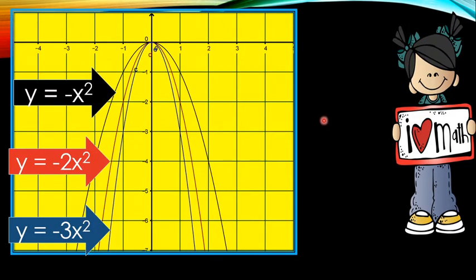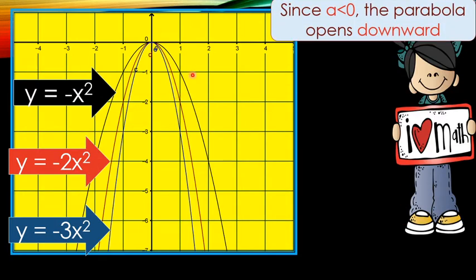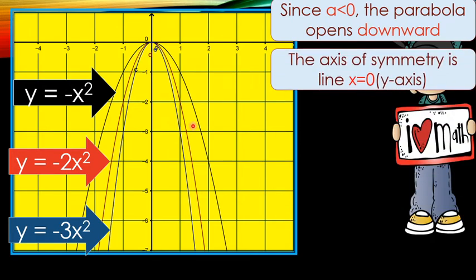Alright. It's something different from our first graph, because our first graph is all parabolas that open upward, while this one, since a is less than 0, as you can notice, the values of a here are all less than 0, or negative numbers, the parabola opens downward. Then the axis of symmetry is also the line x equals 0, or the value of our h here is 0, so it is found on the y-axis.